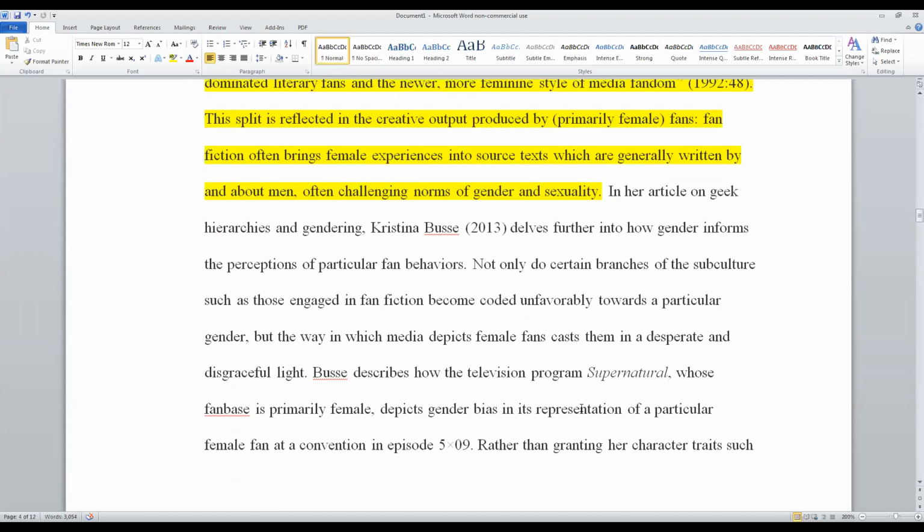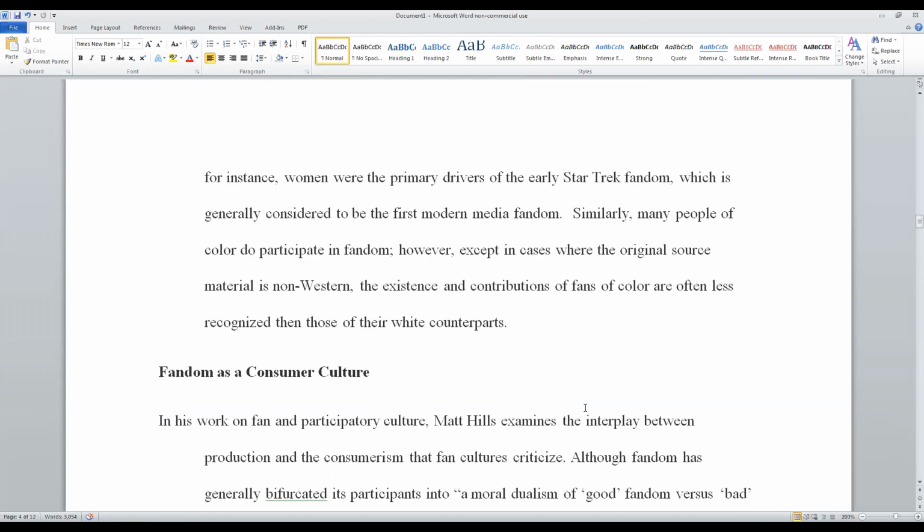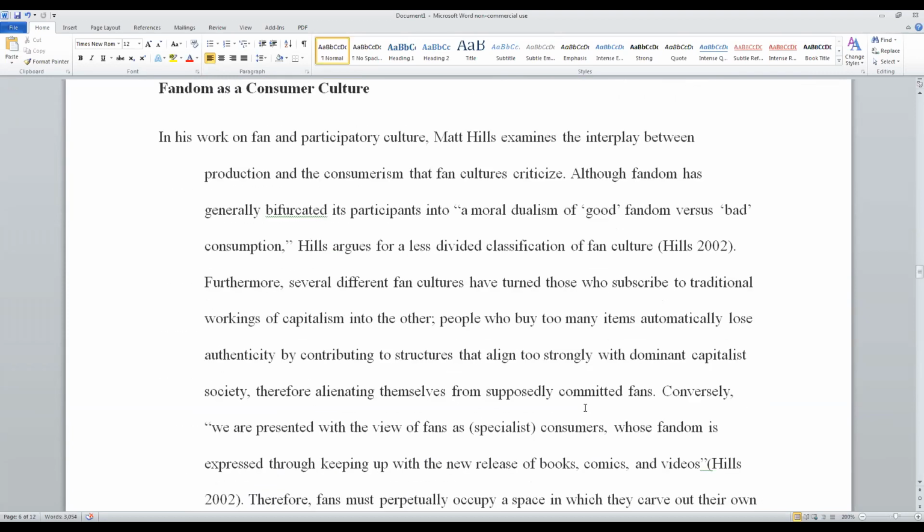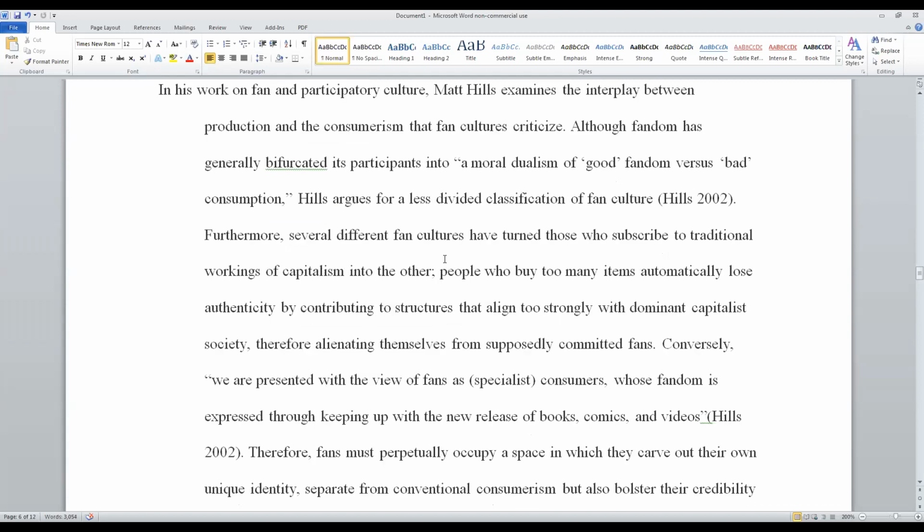Okay. So, a little bit more, I think, here. Yeah. They go on to talk about fandom as a consumer culture. And this is where author Matt Hills kind of puts in his 2 cents, suggesting that there's an interplay between production and consumerisms that fan cultures criticize. Although fandoms can be bifurcated or split into participants who view a moral dualism of good fandom versus bad consumption, he argues for a less divided classification of fan culture. He says, furthermore, several different fan cultures have turned those who subscribe to traditional workings of capitalism into the other. People who buy too many items automatically lose authenticity by contributing to structures that align too strongly with dominant capitalist society, therefore alienating themselves from supposedly more committed fans.